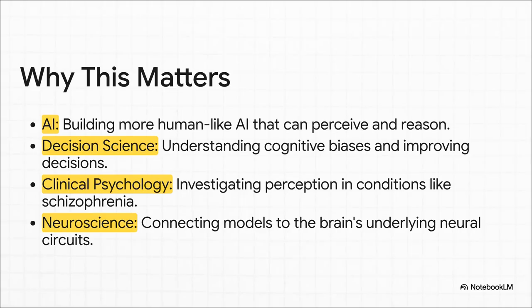So, what's the big takeaway? Why does any of this matter? Well, the applications are absolutely huge. If we understand how we perceive and organize our world, we can build smarter, more human-like AI. We can get a handle on the cognitive biases that trip us up when we make important decisions. It gives clinicians new ways to investigate what might be different in perception for people with conditions like schizophrenia. And maybe most importantly, it helps neuroscientists build that crucial bridge between our abstract theories of the mind and the real physical wiring of the brain.